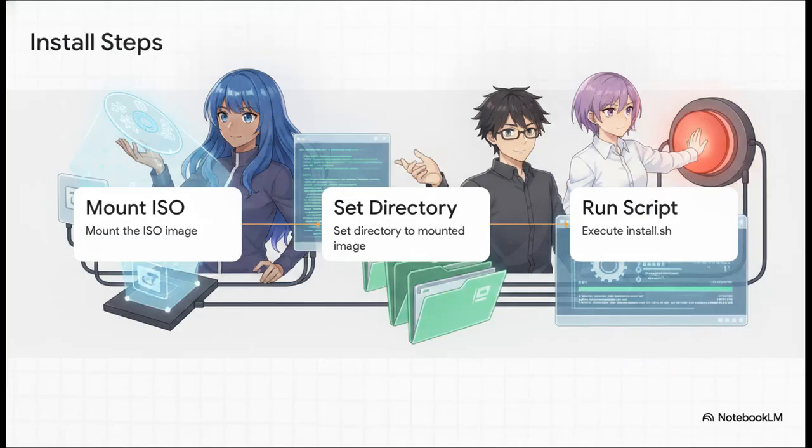Okay, let's dive into this. The whole installation phase basically boils down to 3 core steps. First, we mount the ISO image. Second, we change our working directory over to that newly mounted image. And third, we run the install script. Sounds super simple in theory, right? But the actual execution can tweak a bit depending on your specific hardware.